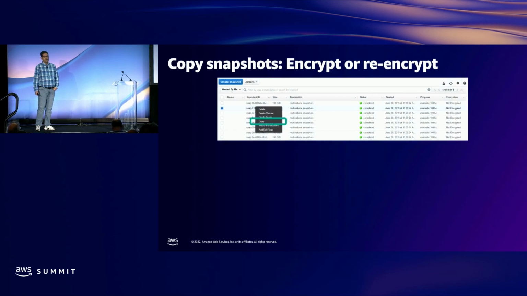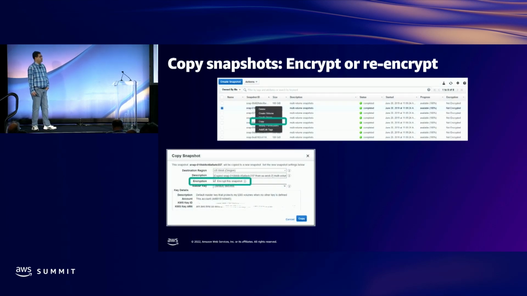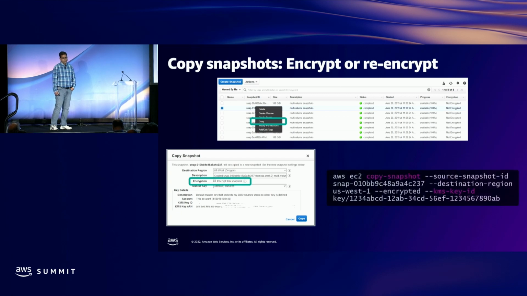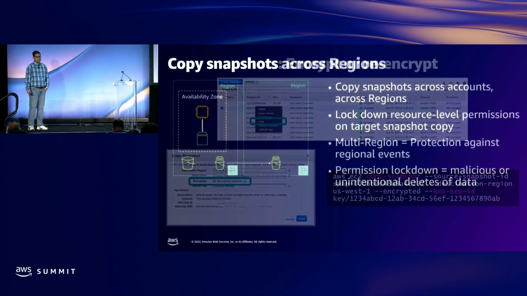So how do you encrypt or re-encrypt during a copy? Go to the copy tab. You can see the option as the copy wizard comes up. You can see the option to encrypt the snapshot. You can do the same thing on the CLI, just copy snapshot, provide a KMS key, and you're off to the races in terms of encrypting the snapshot.